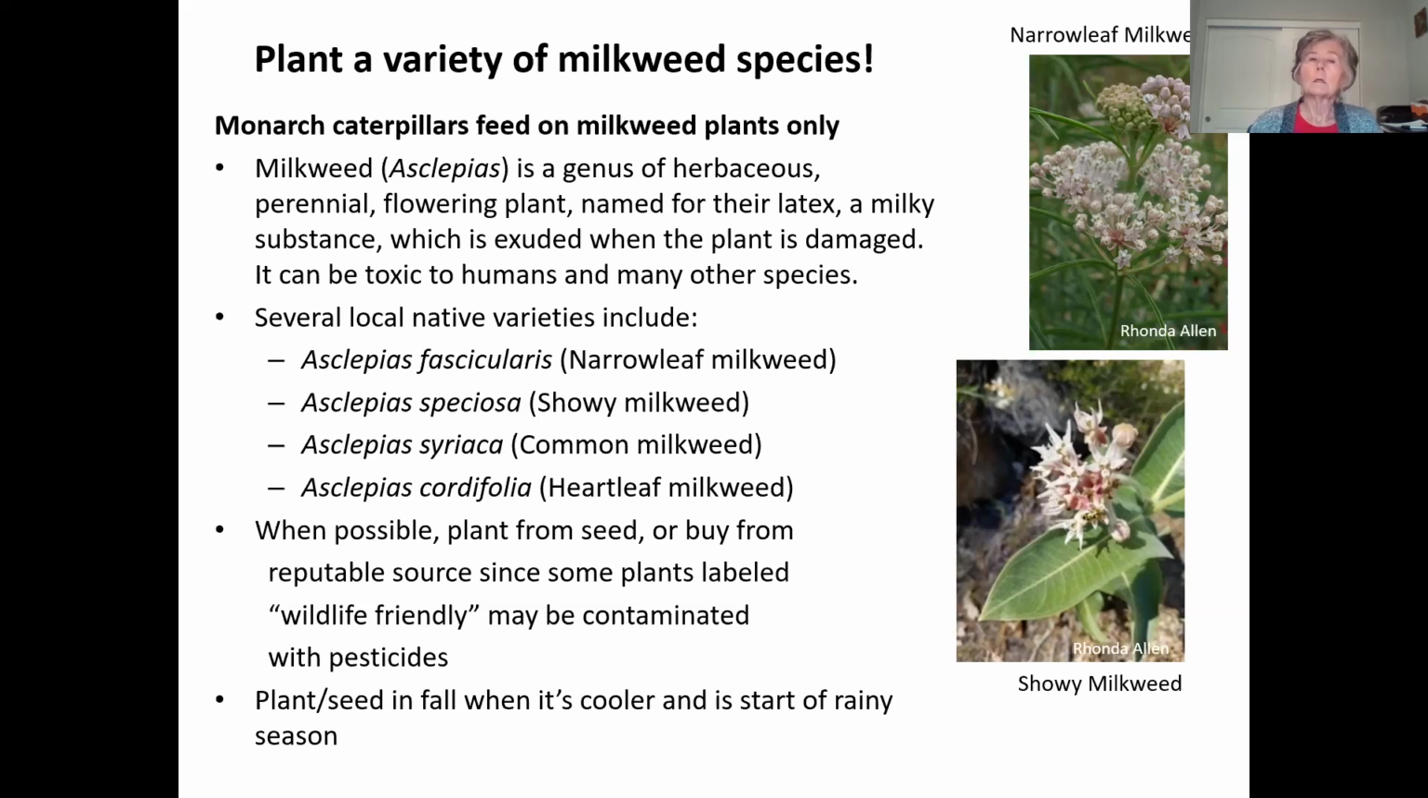So several native local varieties include narrow leaf milkweed, which is right here, obviously has narrow leaf. Showy milkweed, which is known for very broad, big leaf. Common milkweed and heartleaf milkweed are some good local native varieties. When possible, plant from seed or buy from a reputable source.